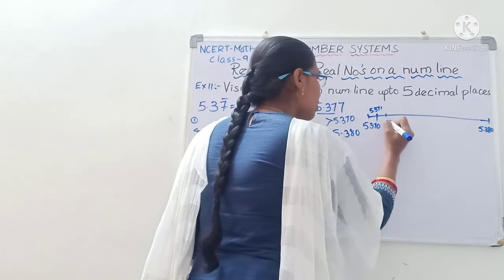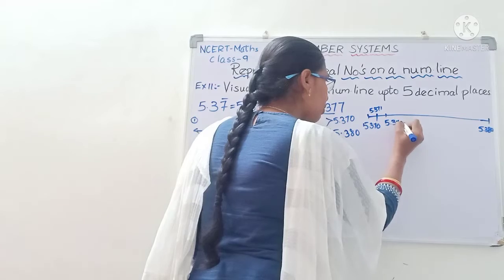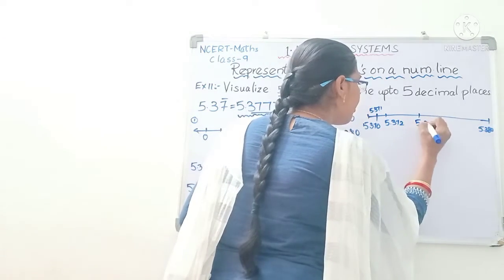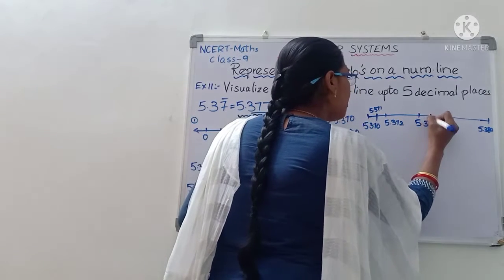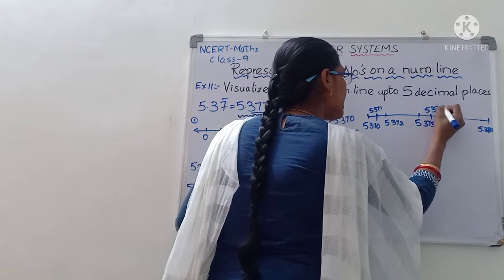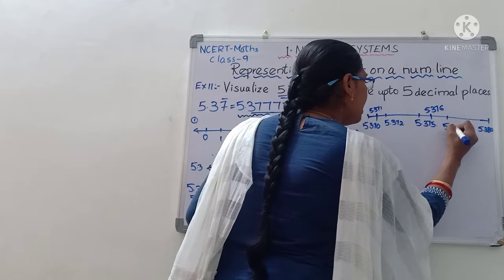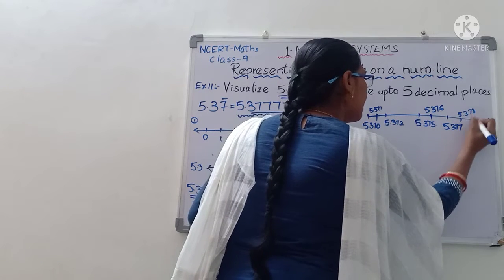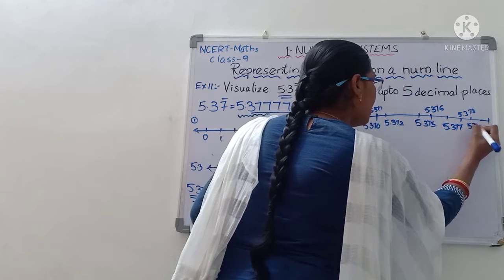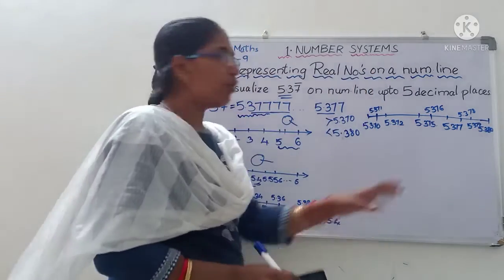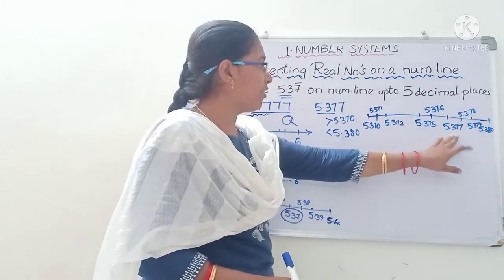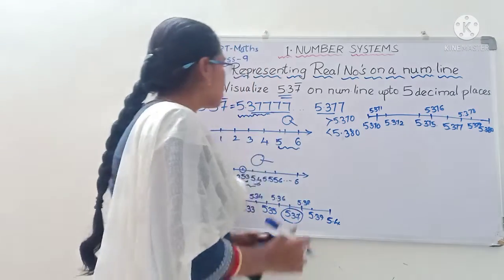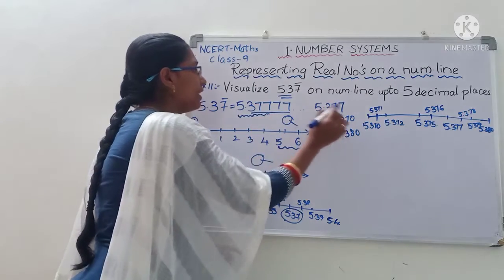5.371. Next you get 5.372 and so on. After 5.375, you get 5.376. Then 5.377. Then 5.378. Then 5.379. So we are able to locate 5.377, which is between 5.376 and 5.378. So now we are able to locate till 3 decimal places.